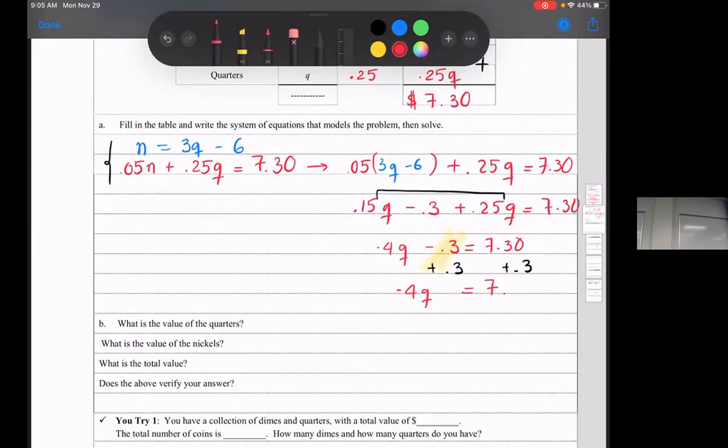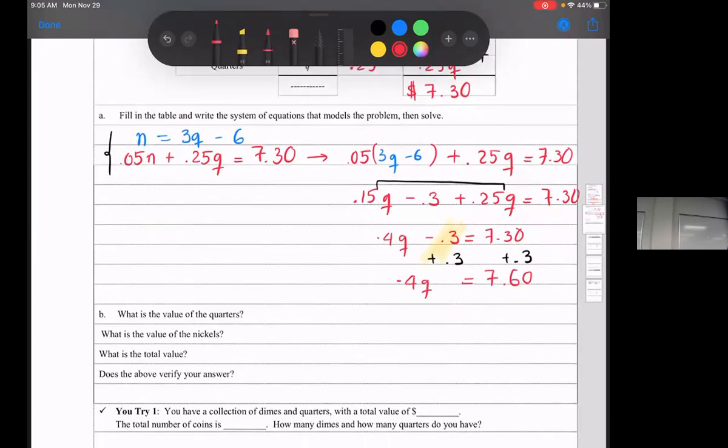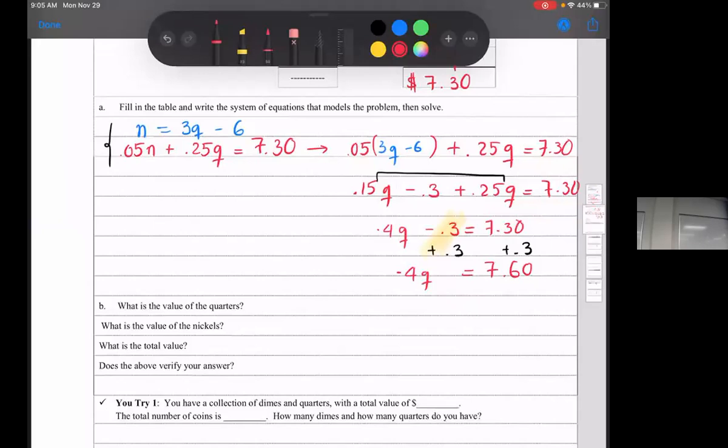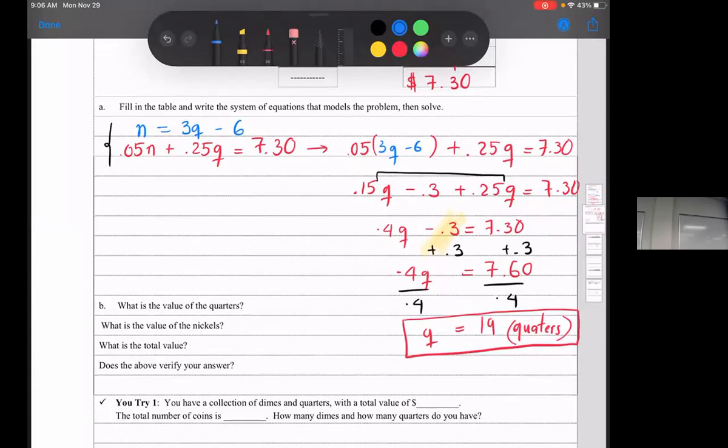What? 7.60. 30 cents. Divide both sides by 0.4. What did you get? 19. Yeah, 19 quarters. Q is quarters, 19 quarters. And then substitute into the blue one to find the number of nickels. N equals 3 times 19 minus 6. What's 3 times 19? 57, minus 6.